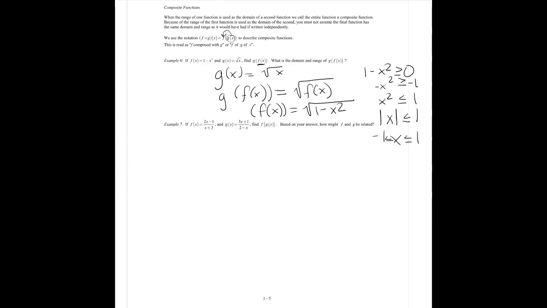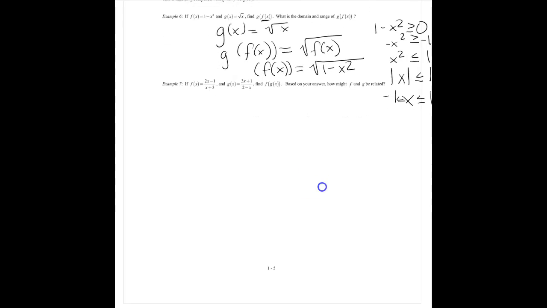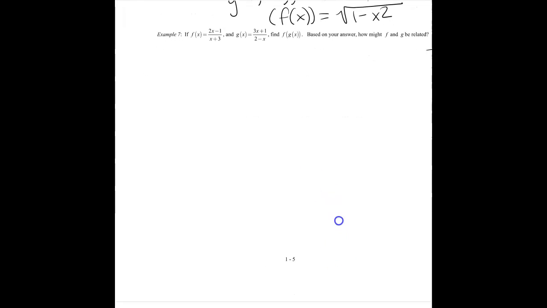Alright, so I'm probably going to need some more room, I'm not going to lie. So I'm going to zoom in a little bit.